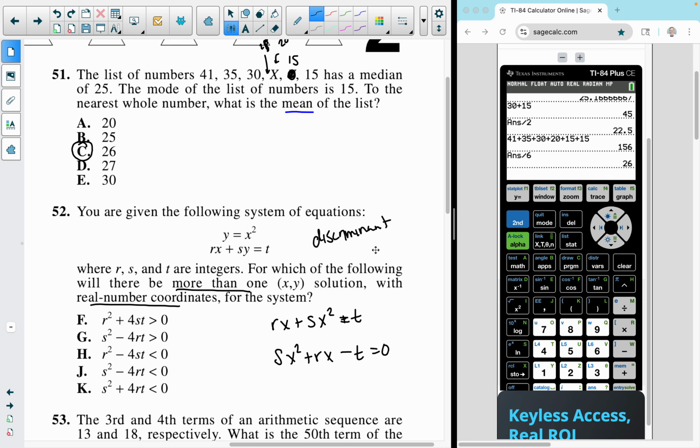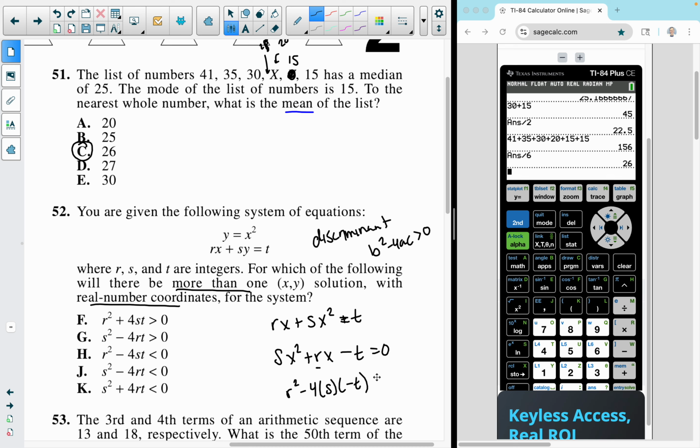from the quadratic formula, which was just b squared minus 4ac. And if you notice, this is in that format. Your b squared minus 4ac. For my discriminant to give more than one real solution, it has to be positive, and it cannot equal 0, so it has to be bigger than 0. So the b value is actually r. So r squared minus 4 times a, which would be s, and the c would be negative t.